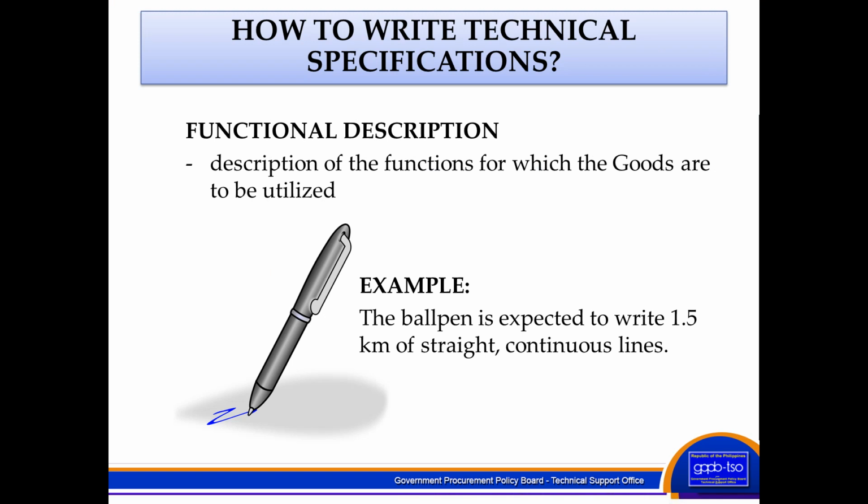So how to write technical specifications? First, we have the functional specification. You can write it under functional description. It is the description of the functions for which the goods are to be utilized. This example is particular to goods. The ball pen is expected to write 1.5 kilometers of straight continuous lines.